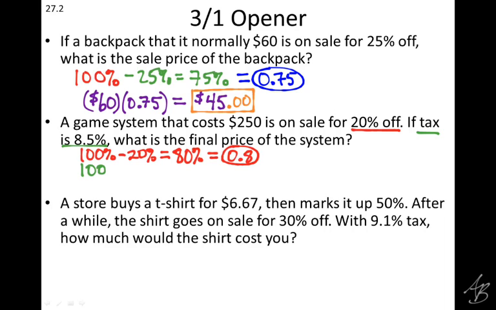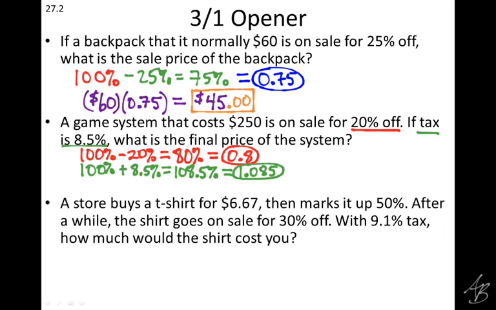So for the tax, we're going to start at 100% again, but this time we're going to add on. So we add 8.5%. 100 plus 8.5 is 108.5%. And then we want to change that percent to a decimal by dividing by 100. So we get 1.085. And we get another multiplier. So we have two different multipliers here. One of them does the 20% discount for us, the other one does the 8.5% tax for us. Once I have those two, what can I do to get the final price?